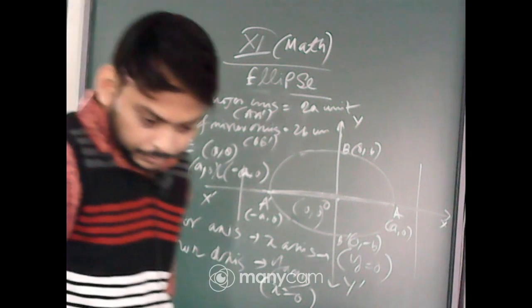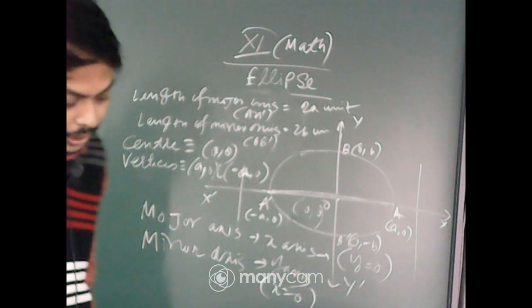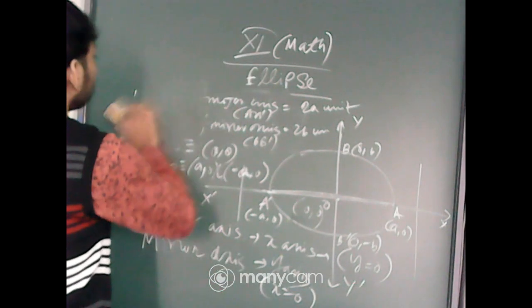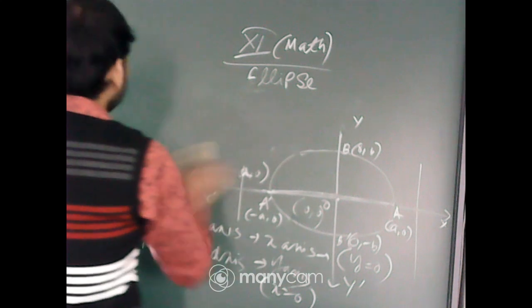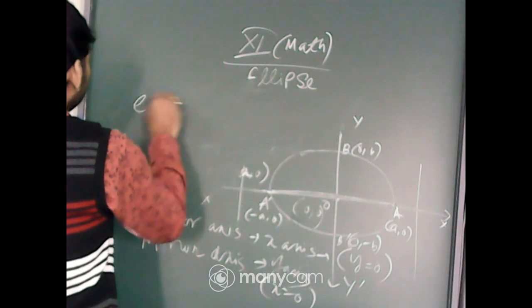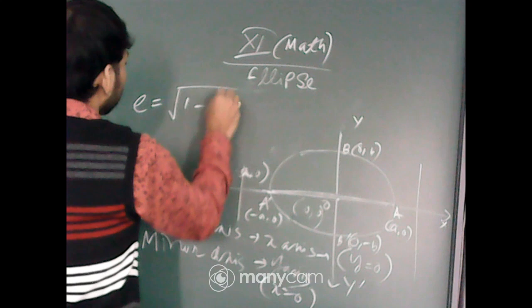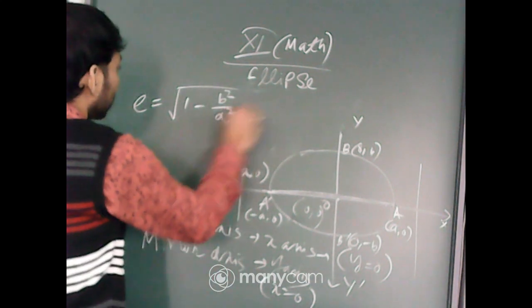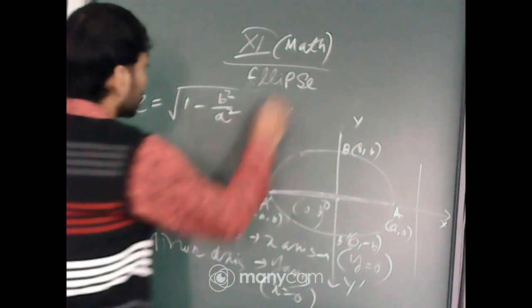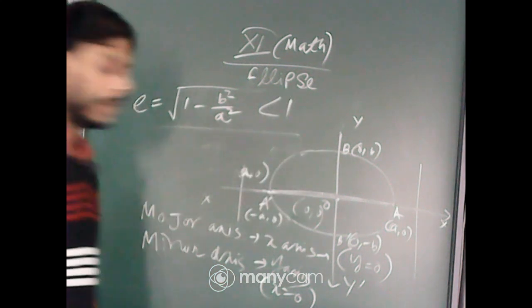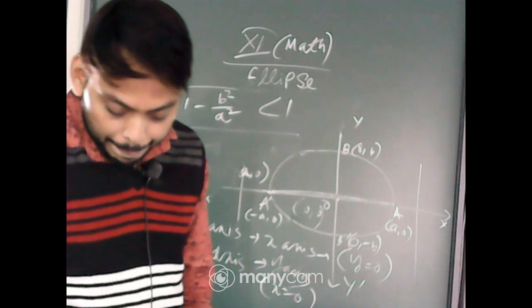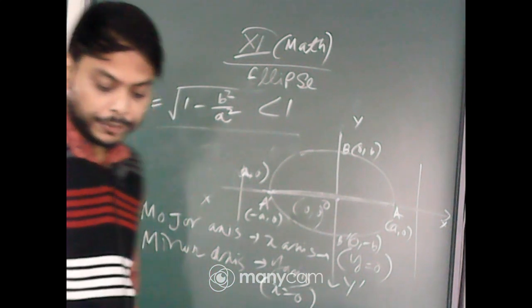Now, yes, now the eccentricity e for the ellipse. e equals to root over 1 minus b square by a square. This is the eccentricity for ellipse, which must be less than 1. Okay, you know that for ellipse e less than 1, for parabola e equals to 1, and for hyperbola e greater than 1.